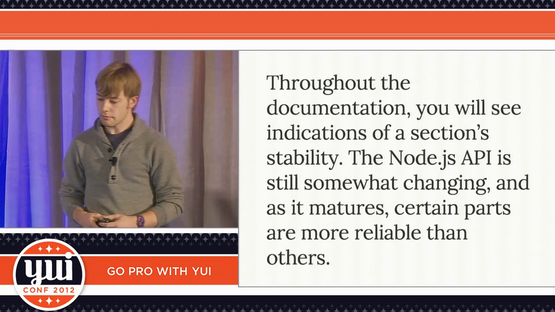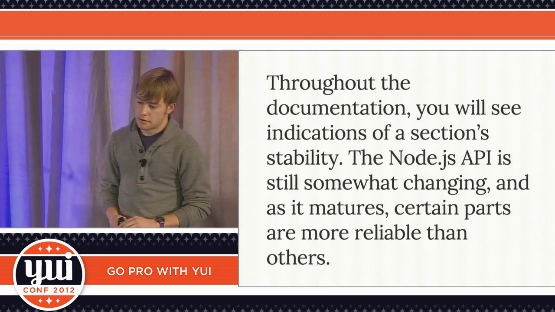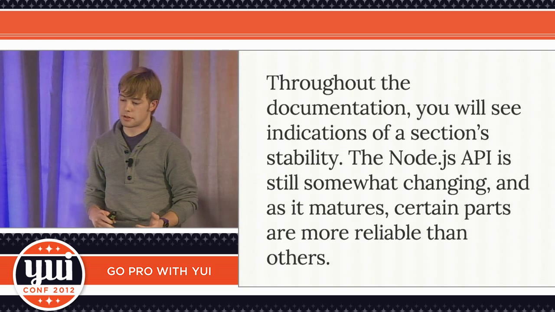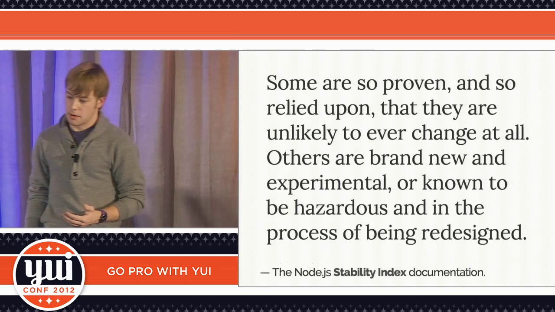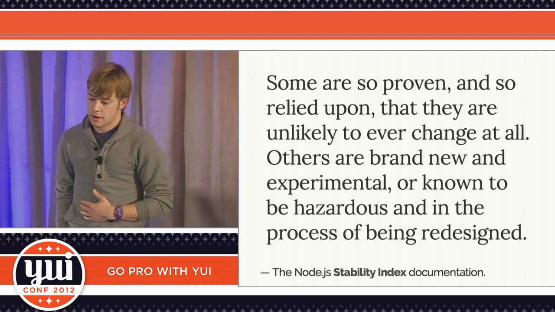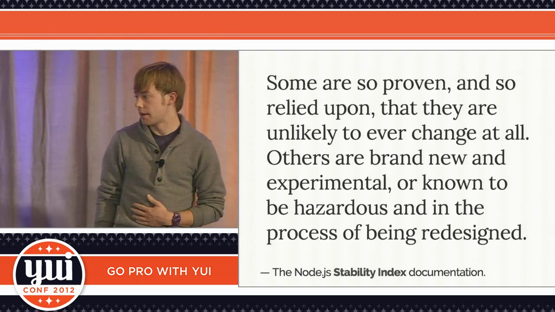docs. Throughout the documentation, you will see indications of a section's stability. The Node.js API is still somewhat changing, and as it matures, certain parts are more reliable than others. Some are so proven and so relied upon that they are unlikely to ever change at all. Others are brand new and experimental, or known to be hazardous and in the process of being redesigned.